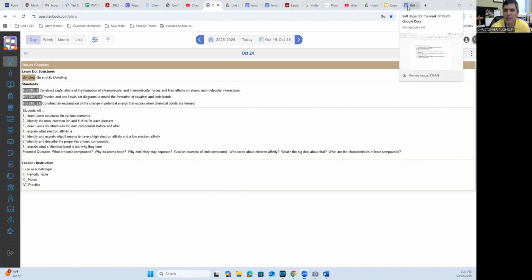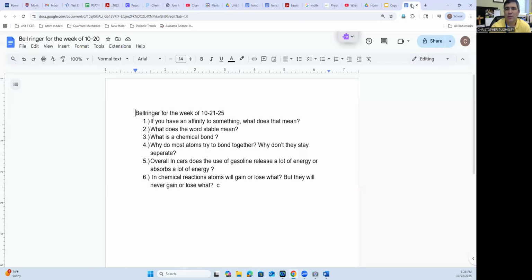So I'm going to start with the bell ringer. It says, if you have an affinity to something, what does that mean? You should have said that if you have an affinity to something, you have a natural attraction to it. You're just drawn to it. So if you have electron affinity, which we're going to learn about today, that means you have a natural drawing to the electron. It just happens. It's not forced or anything like that. It's an affinity towards that.